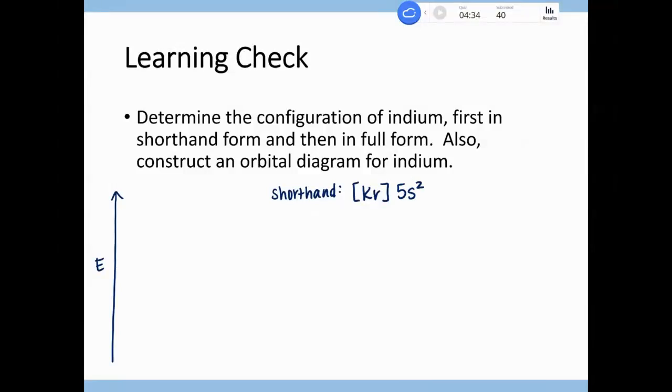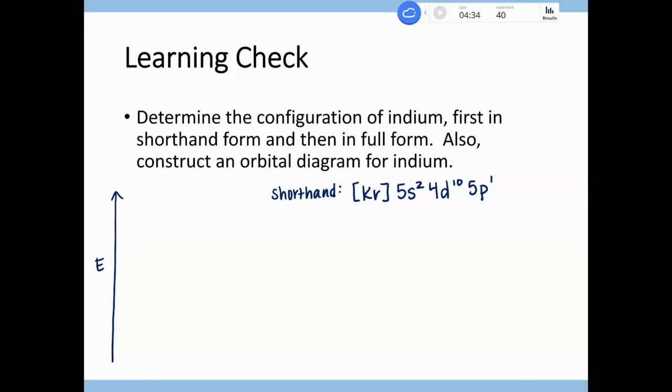So krypton in brackets. The 5s shell is full. The 4d shell is full. D shells can hold 10 electrons. And the 5p shell for indium has 1 electron in it. In the interest of time, I'm not going to write out the full electron configuration, but you would start with the 1s2, go all the way to 4p6, and then 5s2, 4d10, 5p1.